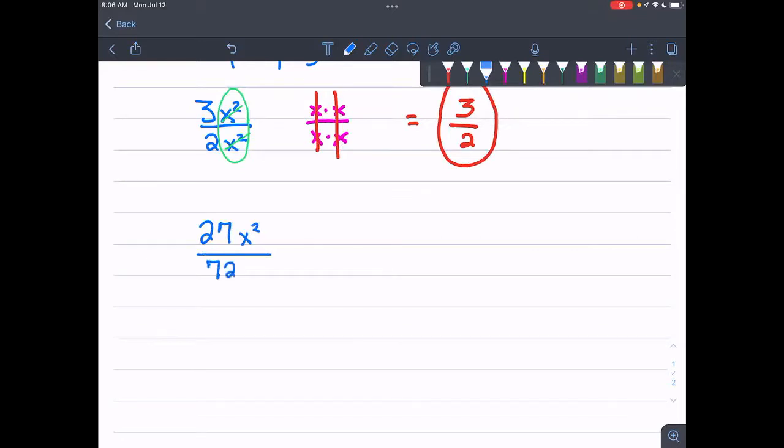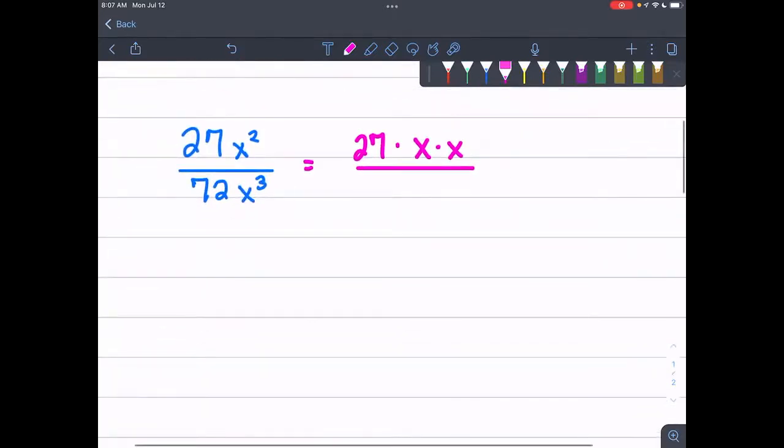27x squared over 72x to the third. I'm going to write this out. 27 I'll leave alone, but x squared, x times x. You don't necessarily have to do it that way, but that's how we'll do it for these ones. And then 72, here we've got 3 x's.